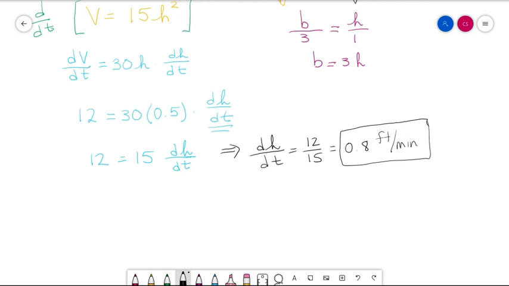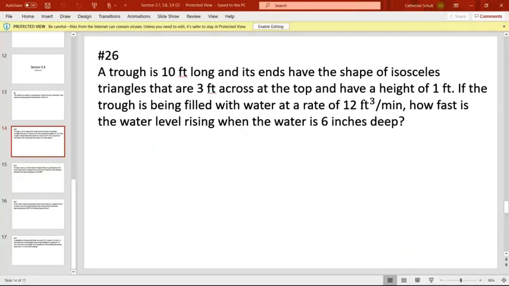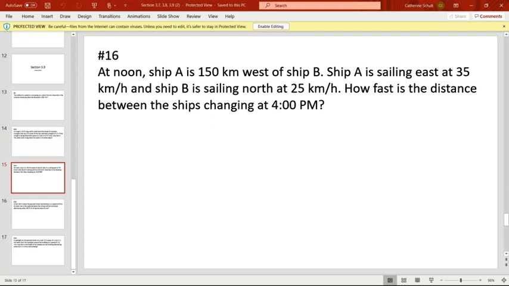So there you go. All right, let's look at more examples, because all these examples are going to present a new technique. We're at number 16 now. At noon, ship A is 150 kilometers west of ship B. Ship A is sailing east at 35 kilometers per hour, and ship B is sailing north at 25 kilometers per hour. How fast is the distance between the ships changing at 4 p.m.?